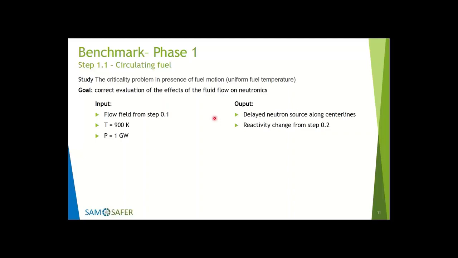And then the interesting phase comes, because in phase one, we start coupling the physics together. So in step 1.1, we say, okay, let's fix the flow field from step 0.1 and let's study the neutronics problem with isothermal fuel, but in presence of fuel motion. So this step assesses that the effect of the drift of precursors is correctly simulated and modeled by the different tools. And indeed, the output studied is the distribution of delayed neutron precursors, and the reactivity change with respect to the static fuel case. And we will see the results later.